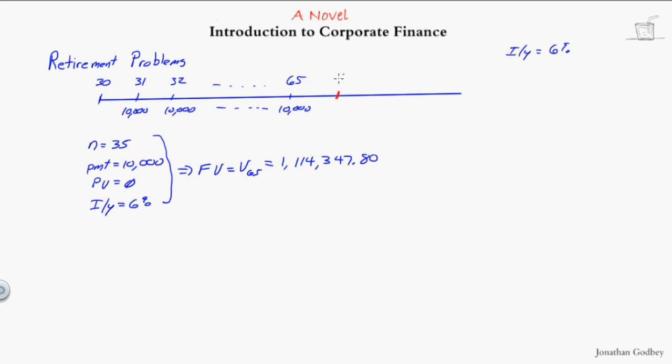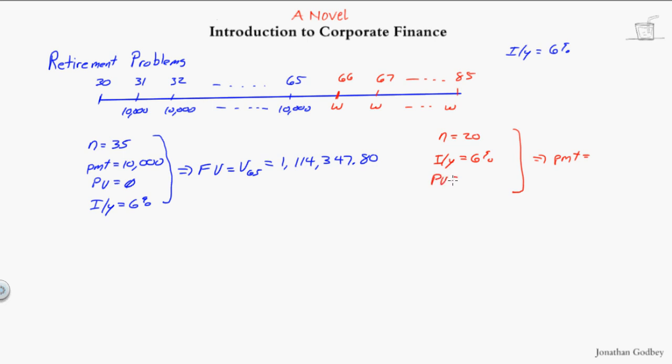Okay, so now what can I do? Now that I have that money in my account, what I think I'm going to do is I want to live until I'm 85. And I want to withdraw some amount of money every year until I'm 85. How much can I withdraw? So here I can say I'm going to make 20 withdrawals. By the way, what am I looking for? I'm looking for payment. So the way to think about this, if I'm looking for payment, I need N and the interest rate. I got those. That's 20 payments and 6%.